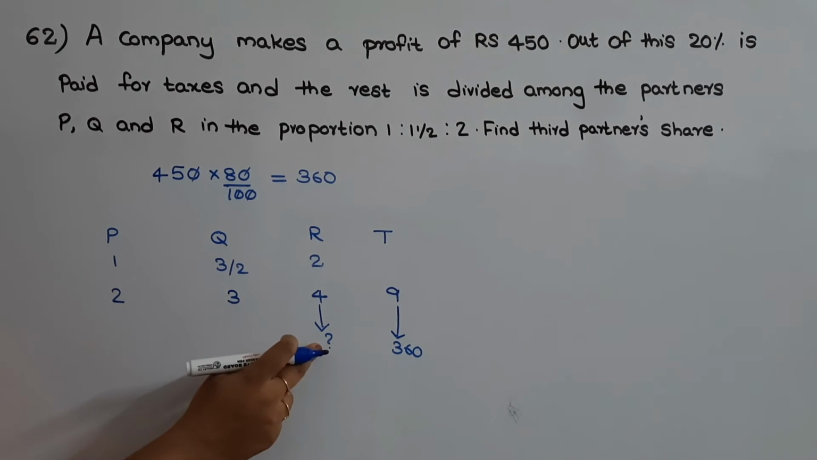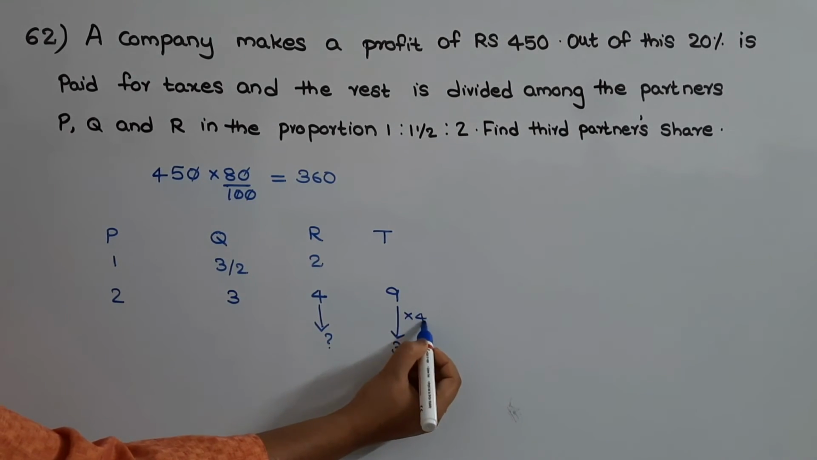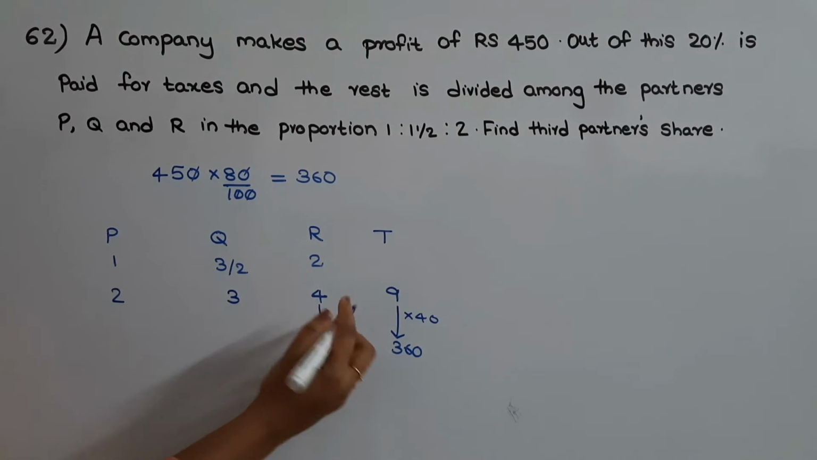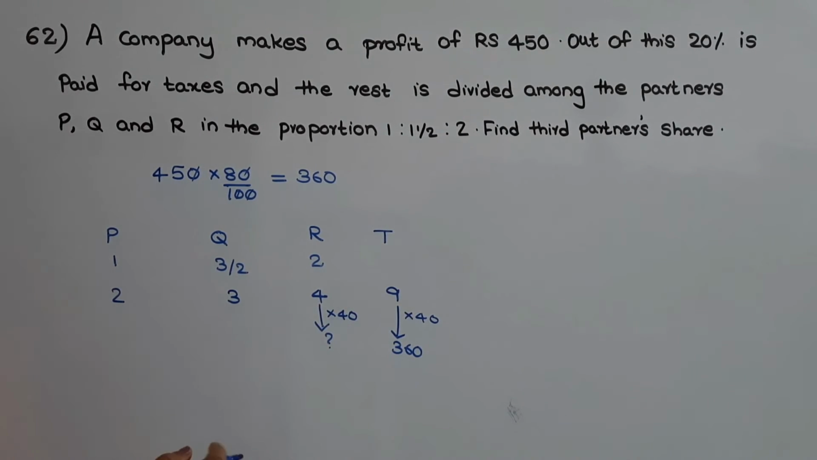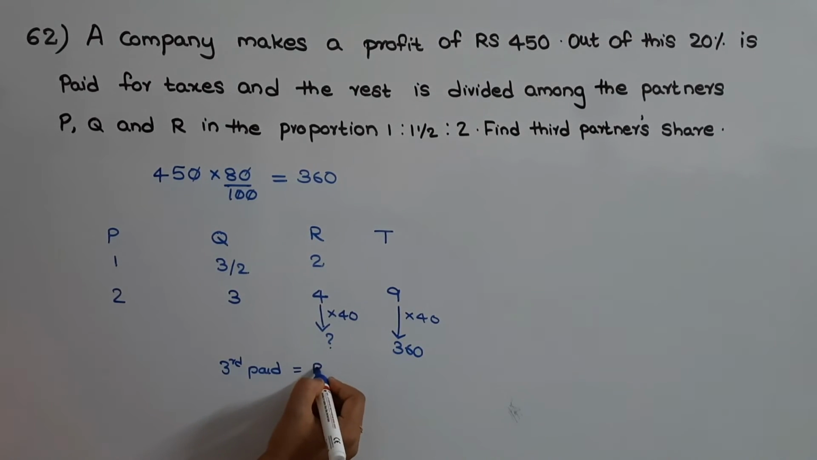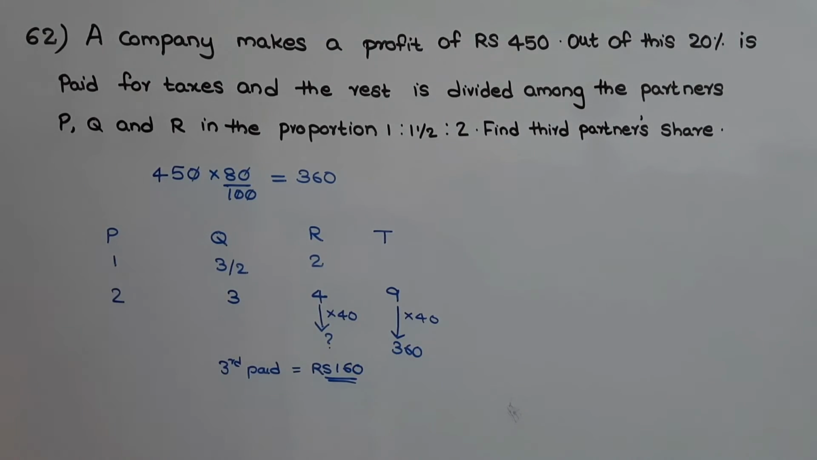Okay, so this we can find out by cross multiplying. 9 into 40 is 360, so if you multiply this 4 also by 40, you will get this value. So the share of the third person will be equal to 4 into 40, that is rupees 160. Okay, so this is the answer.